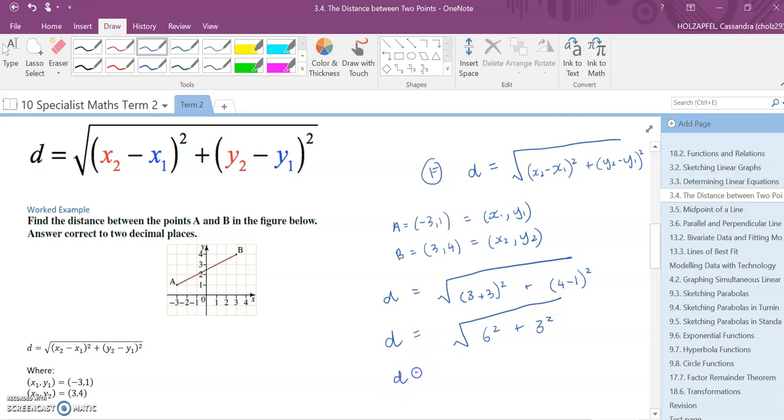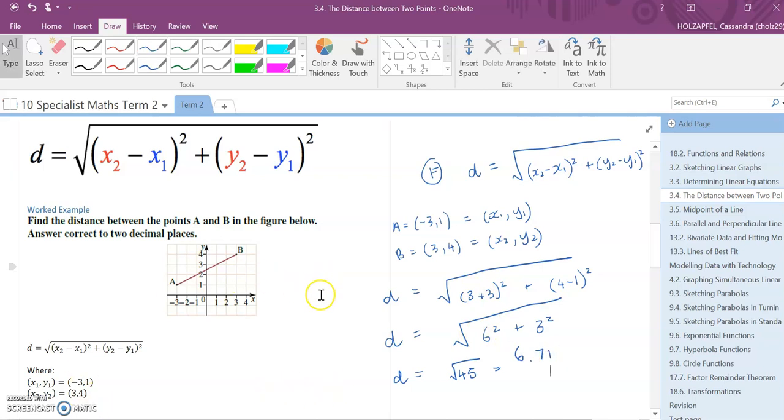So we can chuck that all in our calculator at once, but I'm just going to do it the long way. 6 squared is 36, 3 squared is 9, so that's going to be equal to the square root of 45. So that's not going to be a nice answer. So I'm just going to chuck it in our calculator: square root of 45 is equal to 6.71. All right, there we go.